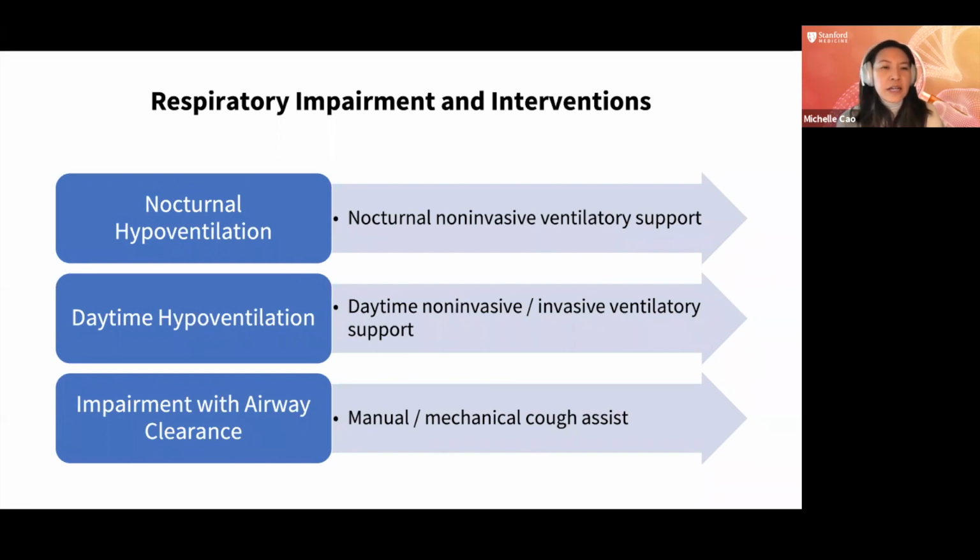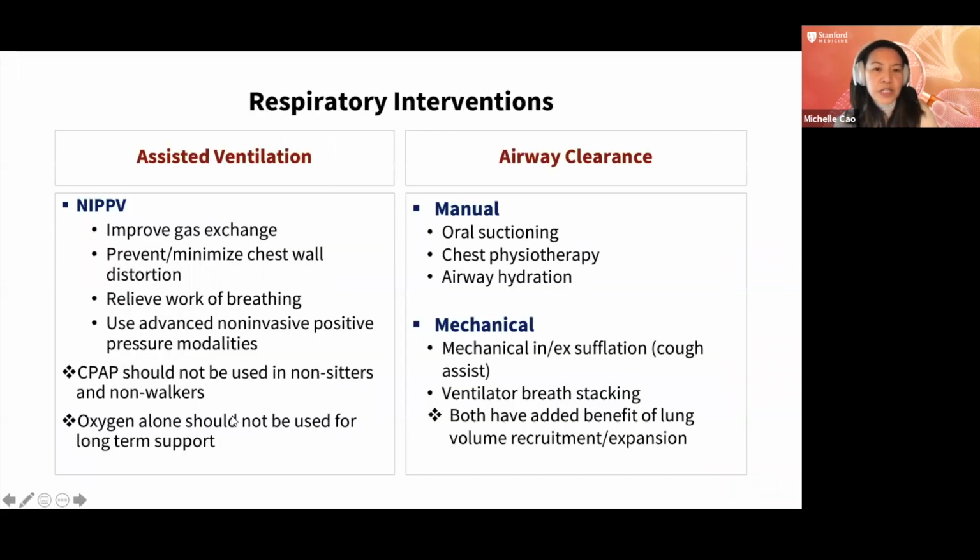The second category is daytime hypoventilation, and the treatment would be using a daytime non-invasive ventilation device or an invasive approach with a respirator. And the last category, which is also very important, is impairment with airway clearance. And we recommend the use of manual and mechanical cough assist. And I'll go over those in detail.